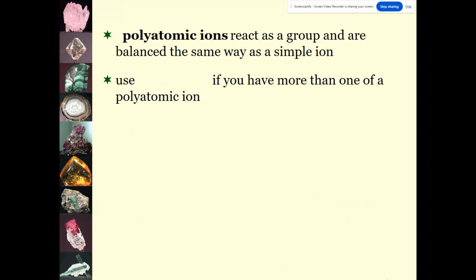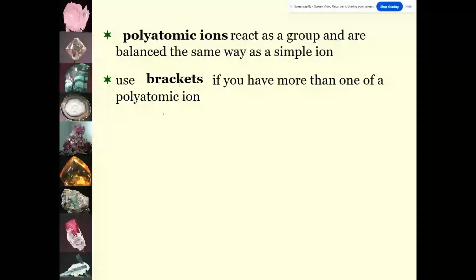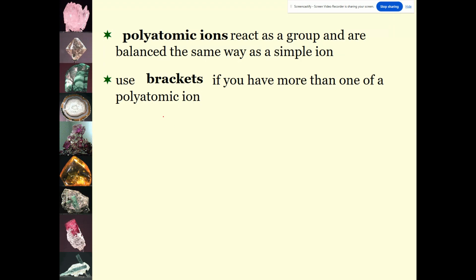Okay, so polyatomic ions, as I mentioned, are ions that have more than one element that make it up. So let's say, for example, I have the compound calcium hydroxide. Calcium hydroxide.